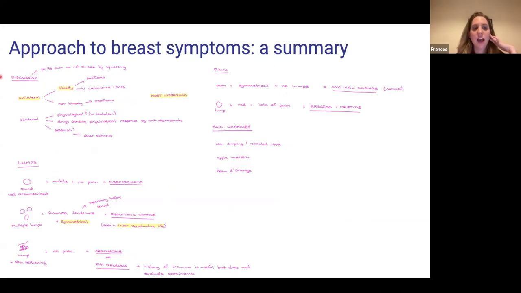But essentially, if you think about discharge, you can separate it into unilateral or bilateral, and then separate your differentials that way. If you have lumps, you can think, are there multiple lumps? Are they round and well circumscribed and mobile, where it's much more likely to be a fibroadenoma, versus a fibrocystic change, versus whether there's any kind of skin changes. Pain, if there's pain and there's lumps, if there's no pain, and so on, and then also your different kinds of skin changes.